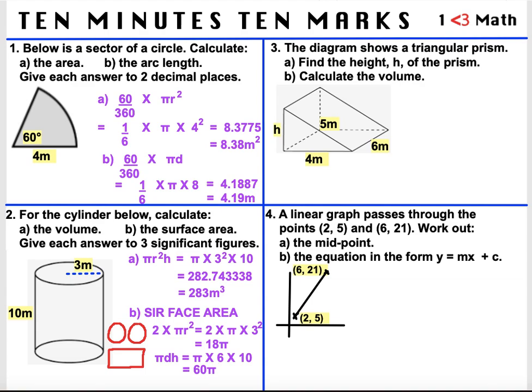We can add them together to get the full surface area. 18 add 60 is 78, so 18 pi add 60 pi is 78 pi. Then we can multiply on our calculator. We get 245.04, which is going to round to 3 significant figures, 245 meters squared. That would be our solution.